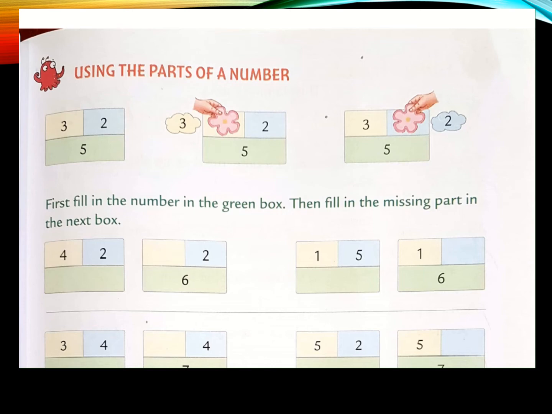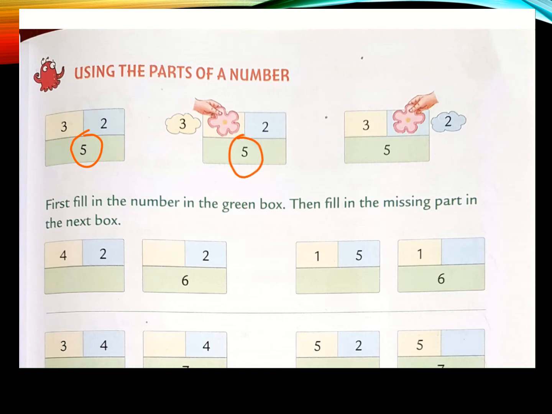Using the parts of a number. First, fill in the number in the green box. Then fill in the missing part in the next box. Okay, so first we have to fill the green box. Green box numbers are same. You have 5 here, you'll be writing 5 here as well. So you have 6 here and you will be writing 6 here.